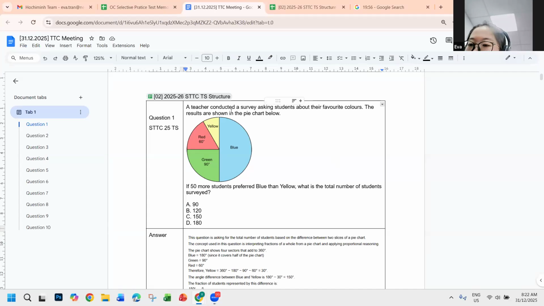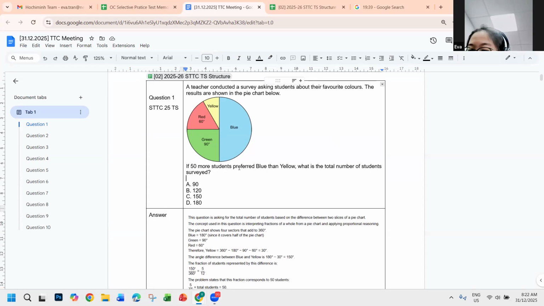Today we will go through 10 of 20 questions of TTC test number 25. Question number 1. This is a pie chart about the favorite color of the students, and if 50 more students prefer blue than yellow, what is the total number of students surveyed?